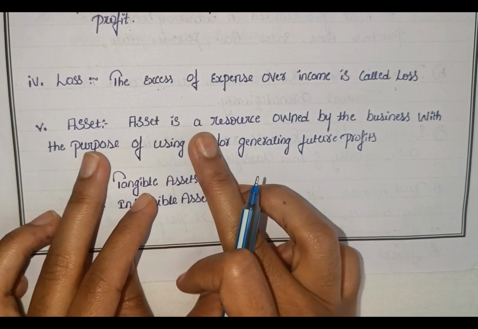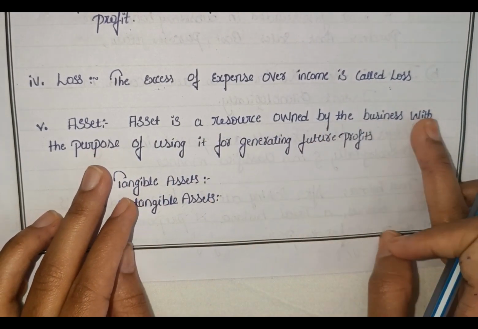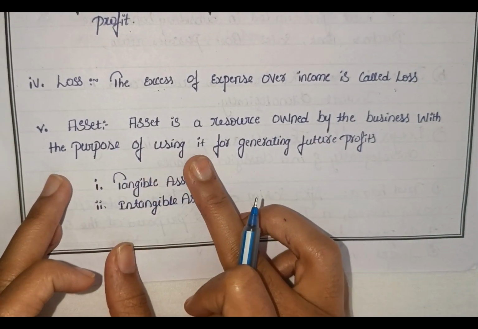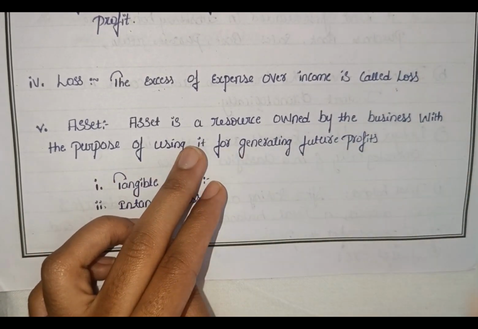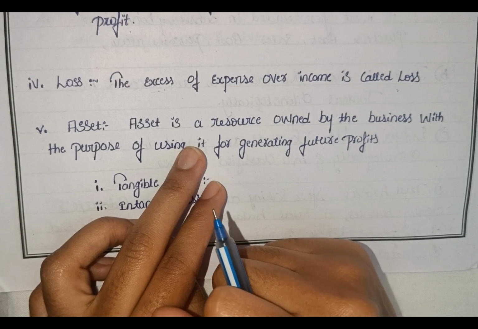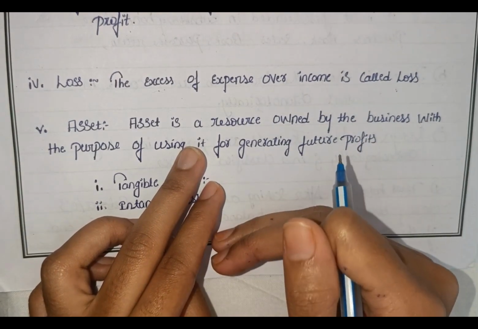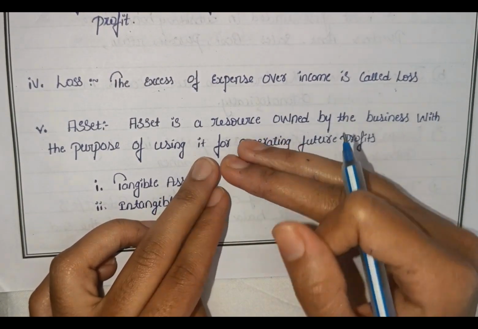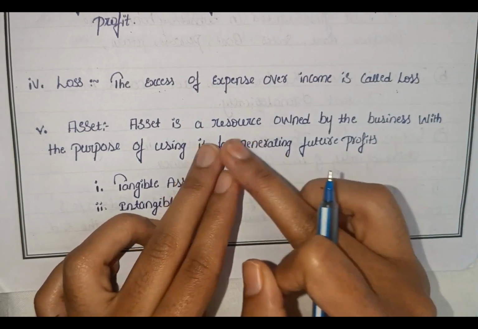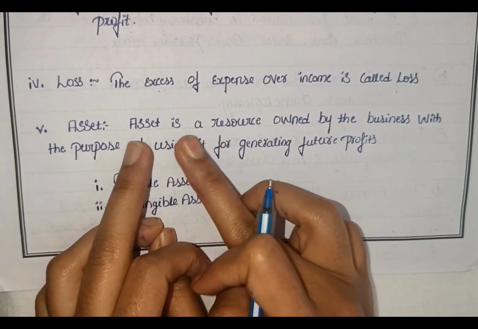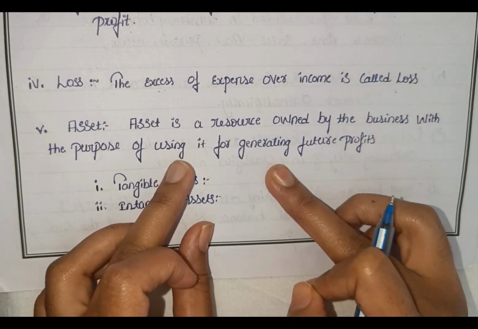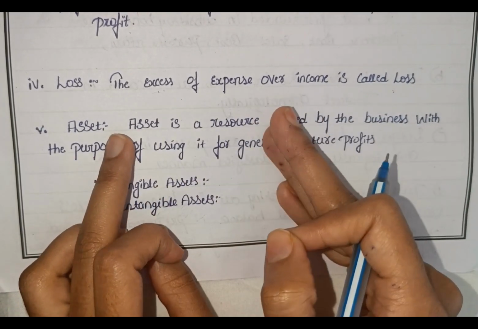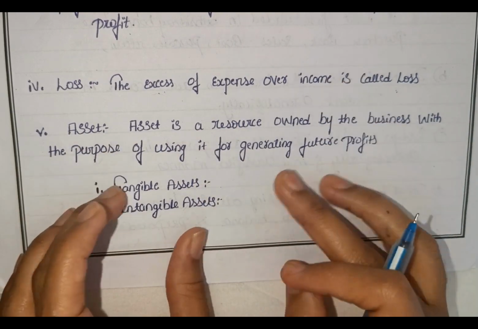Asset. An asset is a resource owned by the business with the purpose of using it for generating a future profit. Assets are always resources to the company for making or producing goods. They require assets, and using those assets they have to generate the profit. That's why assets are very important to every business.